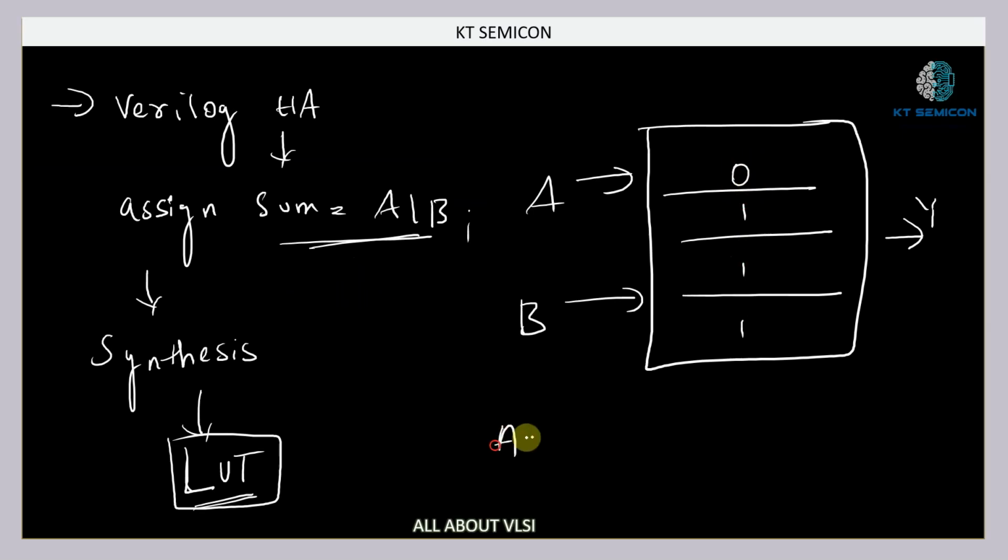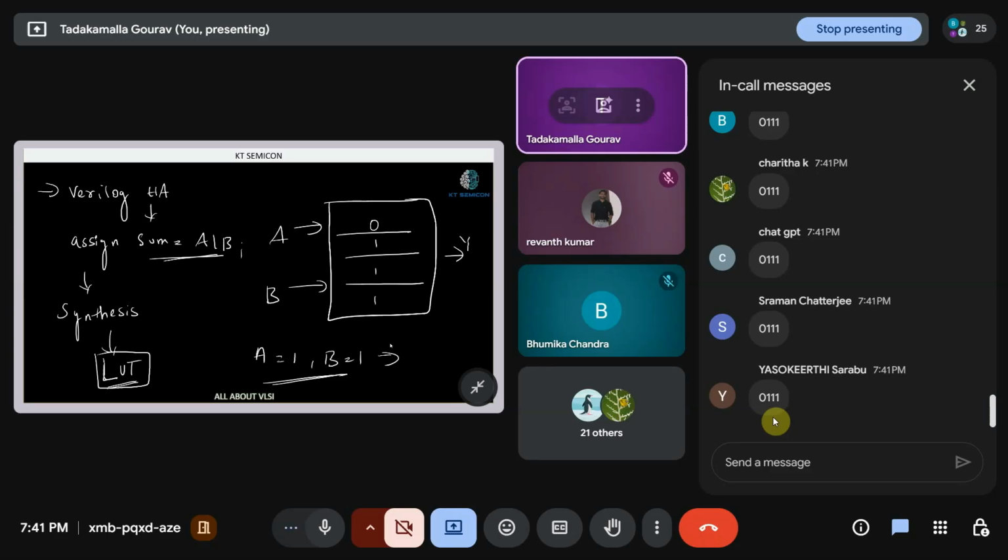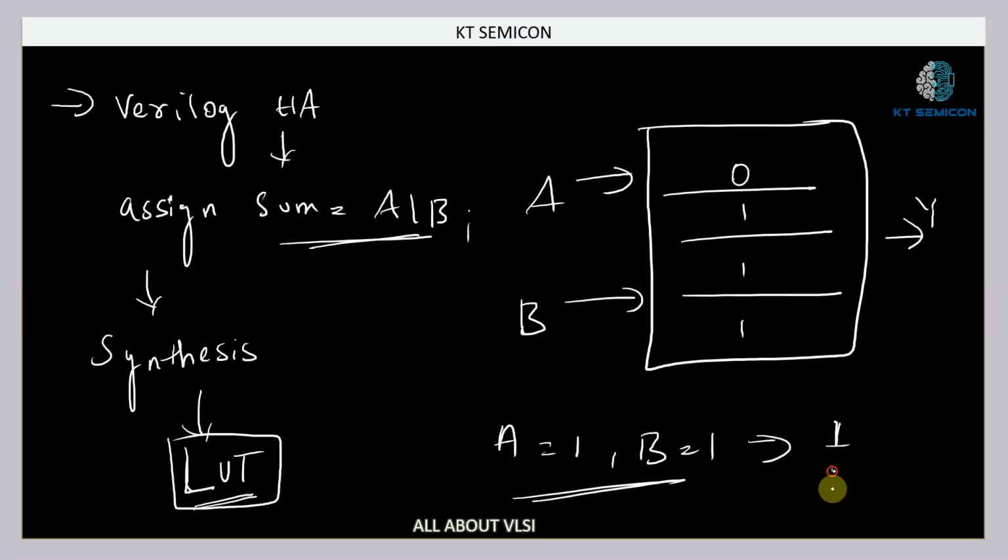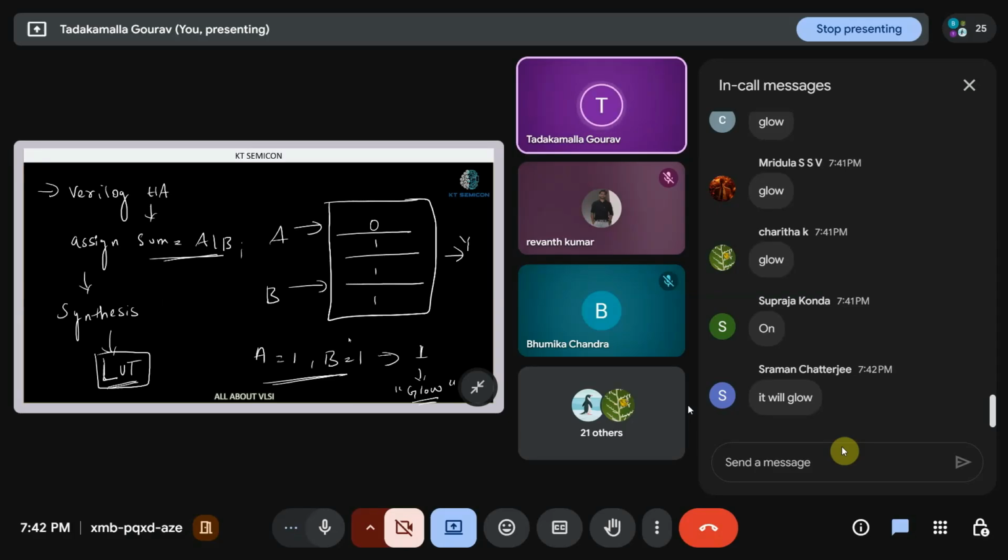Now, let's say the user gives A equal to 1 and B equal to 1. What will be the output you are going to get? Can anyone tell me whether the output LED should glow or not? Yeah, in this particular case your output LED is going to glow. But you intended to make a half adder, so is it functionally correct? No.